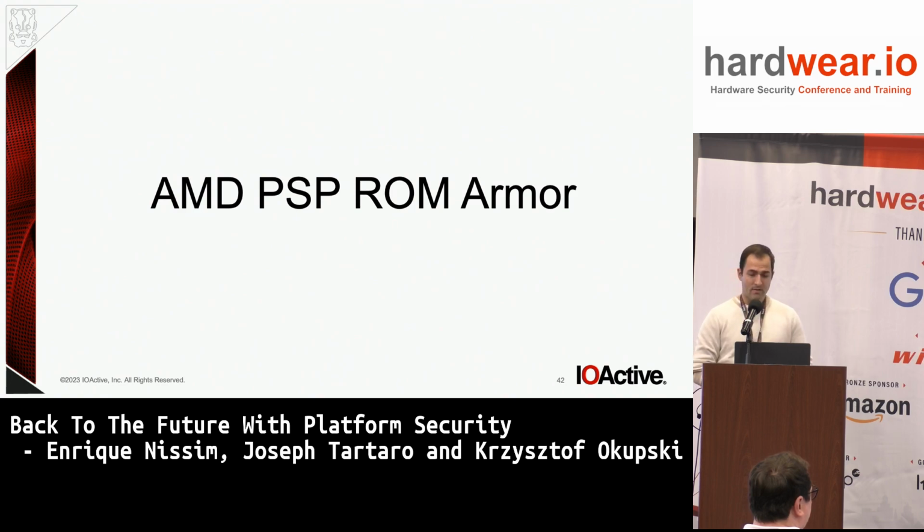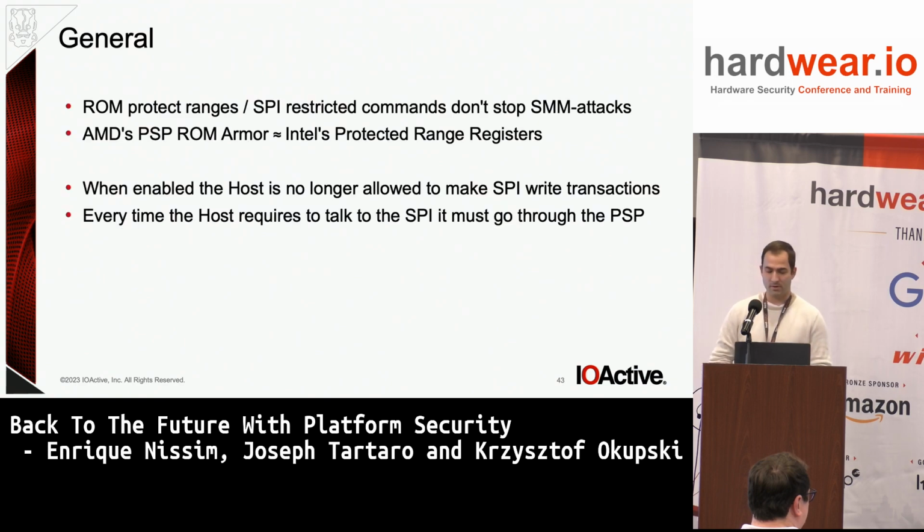Okay. So far we have seen that the SPI flash can be compromised from the operating system, with misconfigurations, or for example, via exposed SMI handlers, just like we saw now, or really any kind of SMM privilege escalation issue, because we know that if we get code execution in SMM, we can reprogram the SPI protections as we want. So to resolve this, AMD came up with PSB ROM Armor, which effectively, like Enrique mentioned, is the equivalent of Intel's Protected Range registers. And it's supposed to stop attacks that target SMM.